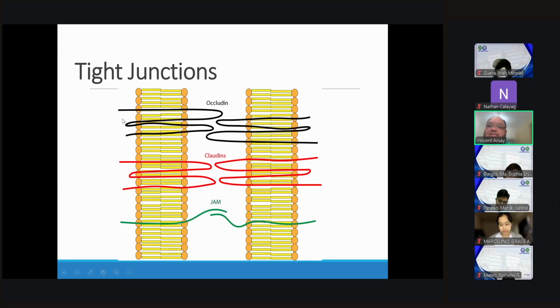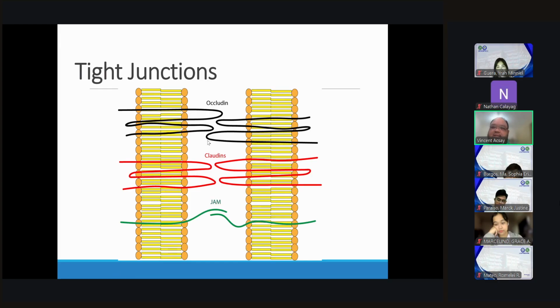So for example, this is the inner membrane of one epithelial cell, and the inner membrane of another epithelial cell. These occludins, claudins, and other proteins form tighter bonds between the two cell membranes, because this is the extracellular space. They do it to make the cells tighter and to restrict permeability.